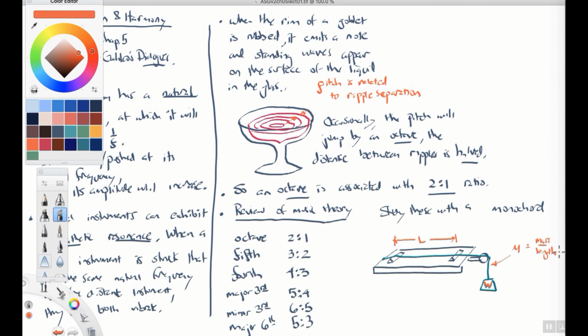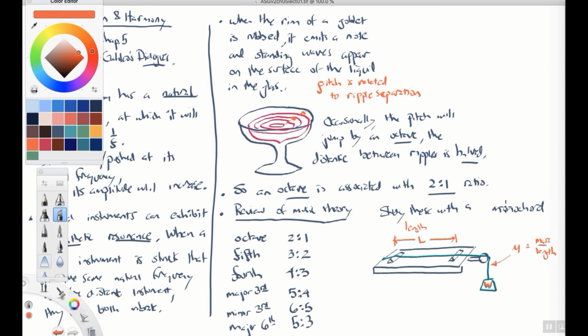You know, a very thick string will have a high mass per length. The thin string will have a small mass per length. L is the length between these two. So if you pluck this, the note that it makes is going to depend on the length. It's going to depend on the tension, that is the weight you're hanging here, and it also is going to depend on the mass per unit length. So this is what we mean by a monochord.